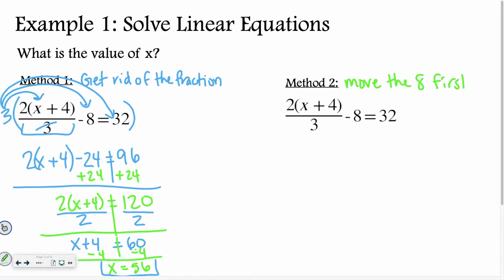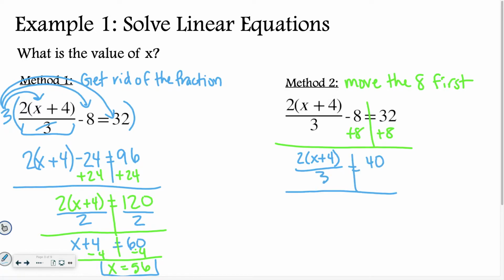And the way you move that 8 first would be to add 8 to both sides. So then I have 2 times x plus 4 over 3 equals 40. And then since we are dividing by 3 on the left, I'm going to multiply both sides by 3. And I have 2x plus 4 equals 120.